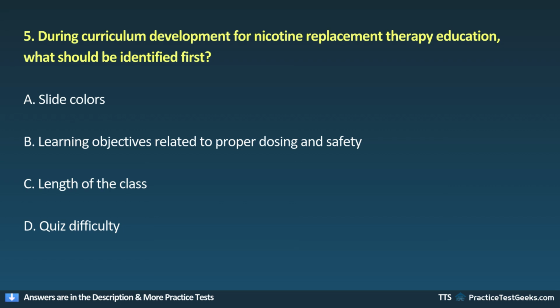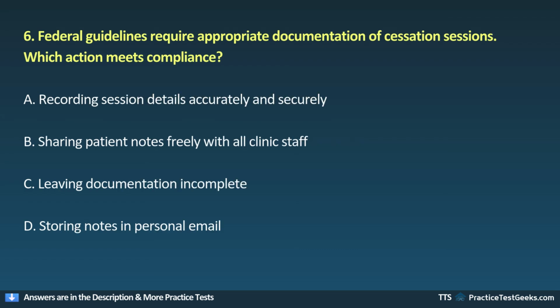5. During curriculum development for nicotine replacement therapy education, what should be identified first? A. Slide colors. B. Learning objectives related to proper dosing and safety. C. Length of the class. D. Quiz difficulty.